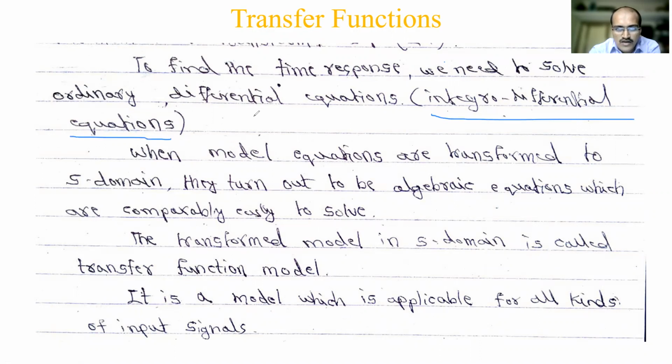For example, if you have R i, we will write L di by dt, and if it is a capacitor, 1 by C integration i dt. Integration, differentiation, everything is there. So it is called an integral differential equation. Even if you consider a mechanical system also, you will have M d square x by dt square, B dx by dt, K just x.